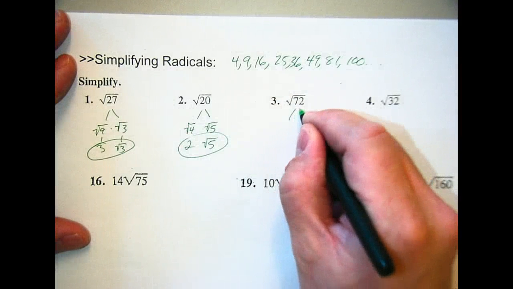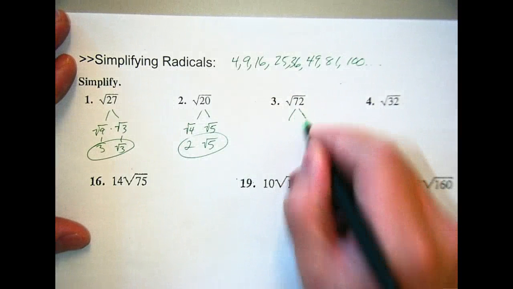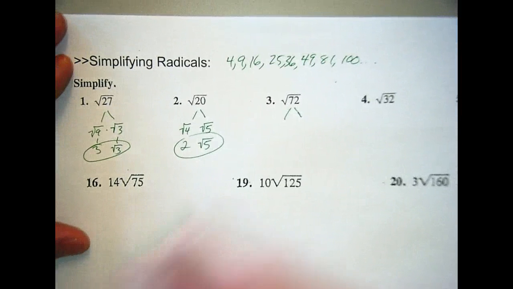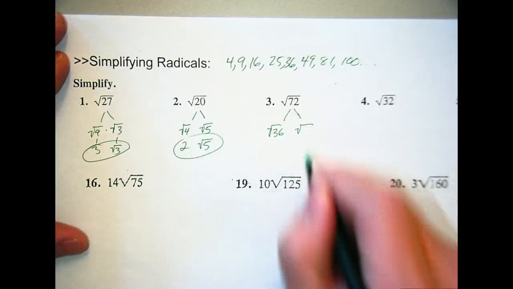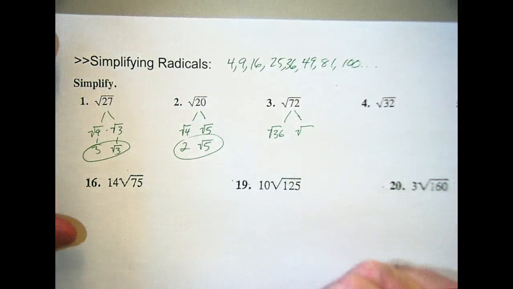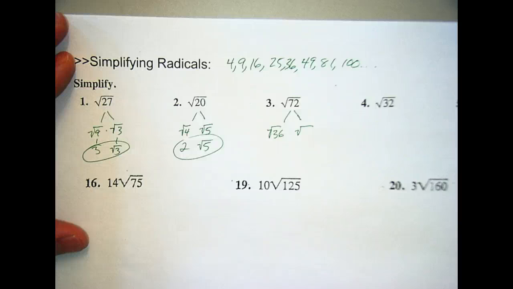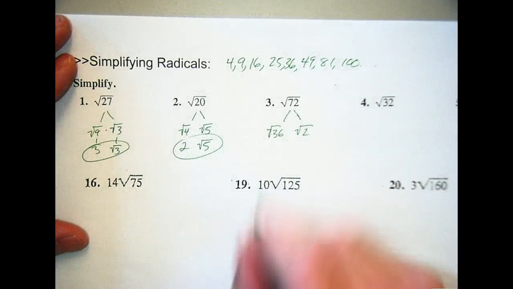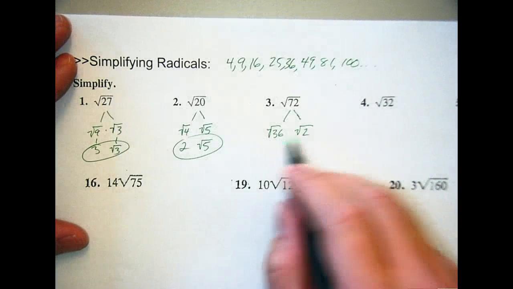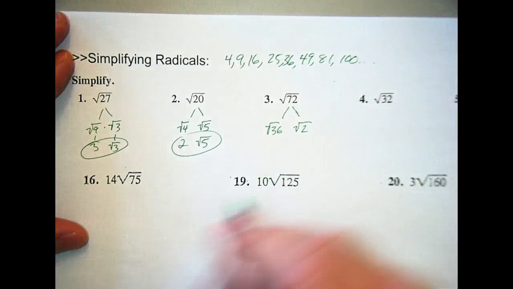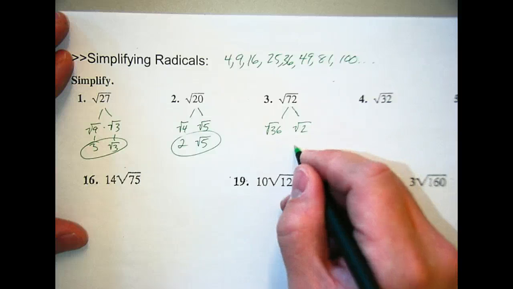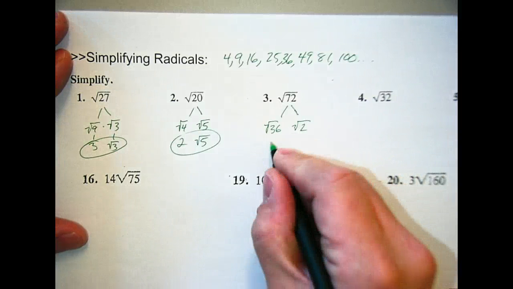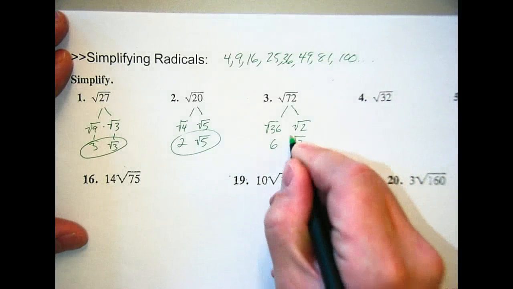Root 72, Emily. What perfect square goes into 72? 36. Root 36 by root what, Megan? 2. Okay. So what does this simplify to, Jackson? 4 root 2. Almost. Something root 2. Oh, sorry, I was doing 6 root 2. 6 root 2. Okay, good.